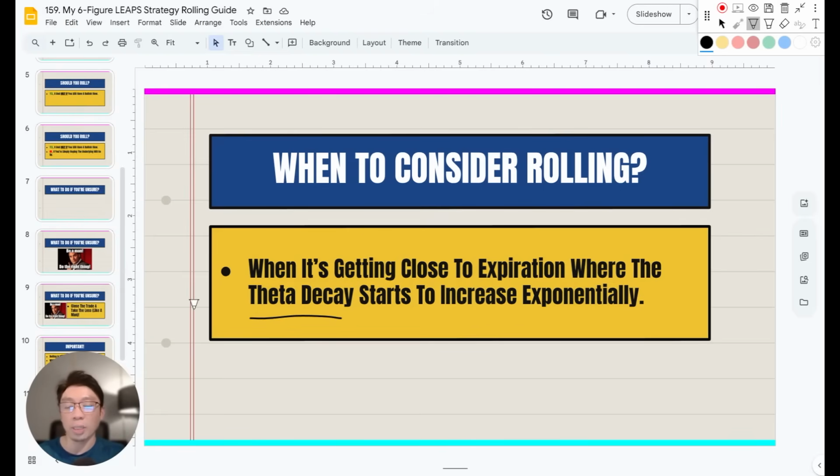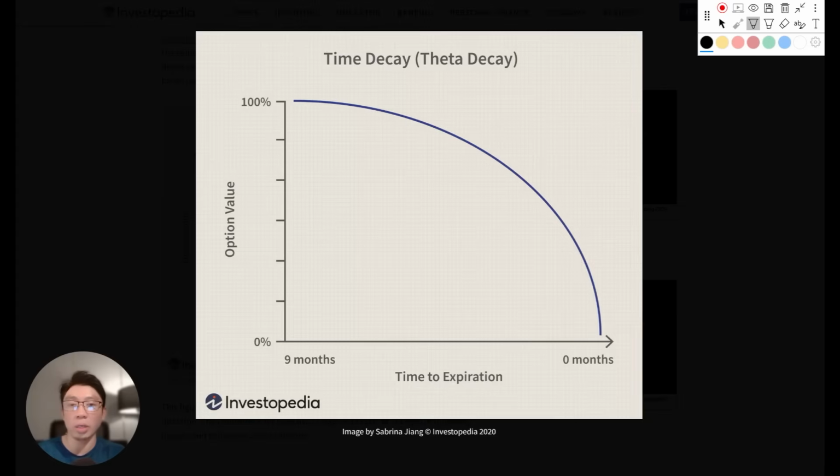So this is where we want to take a look at the theta decay curve, because there's going to be a part on the curve where it starts to increase exponentially. So let's take a look at the curve over here. And over here, you can see this is the theta decay curve, and you can easily just go to Investopedia or just do a Google search, and you see many of this kind of graph down here. So you can see over here, this is actually an exponential decay, the increase. It's rapidly increasing in the decay as it gets closer and closer to expiration.